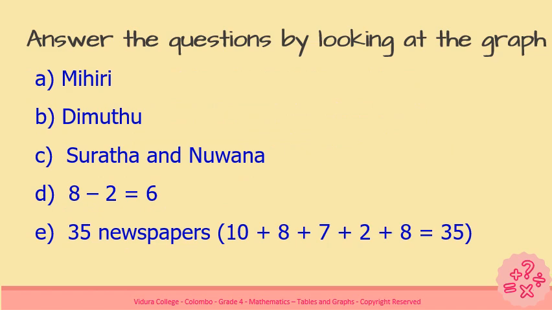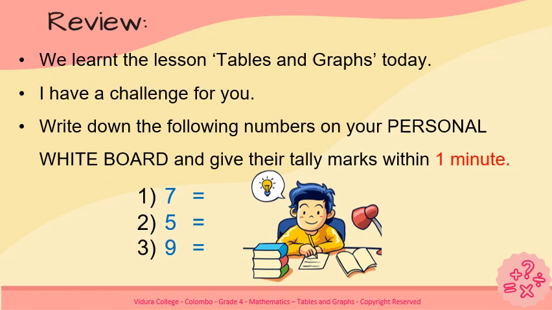Did you find the answers, children? Let's check them. Answer for A is Mihiri, B. Dimuthu, C. Surata and Nuwana. D. You have to subtract 2 from 8. The answer is 6. E. 35 newspapers. We learned the lesson tables and graphs today.